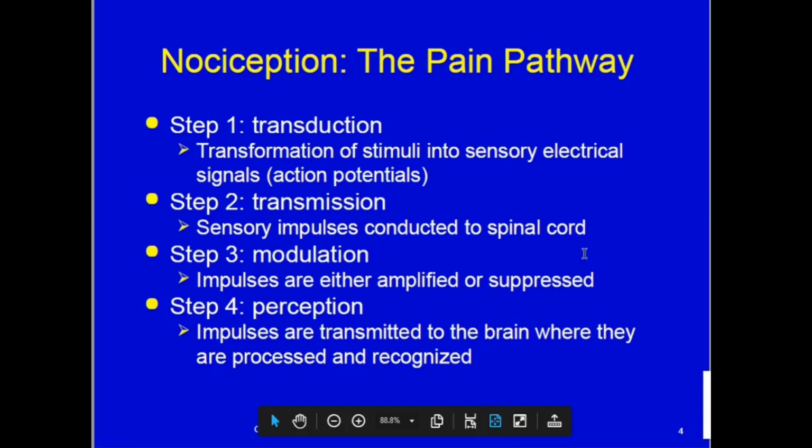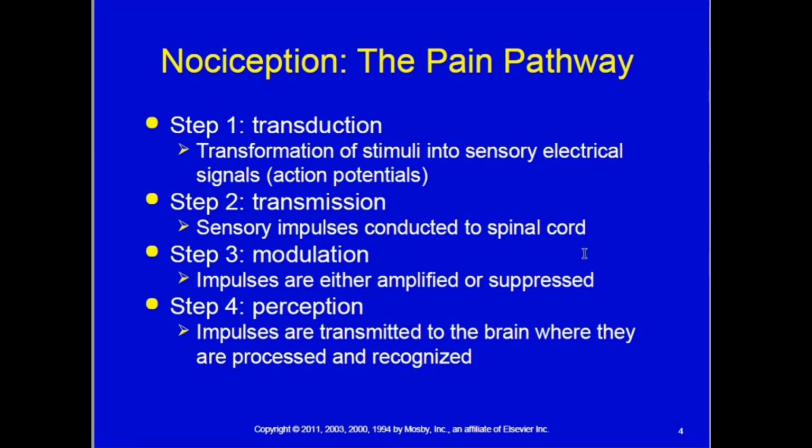So coming to the pain pathway, after getting an injury, how it is transformed to stimuli, how it goes to the central nervous system, and how the patient responds to the pain, we should know the pathway. Step 1 is transduction. What happens here is the transformation of the stimuli into sensory electrical signals, that is action potentials. From there, the second step comes, that is transmission, where the sensory impulses are conducted to the spinal cord.